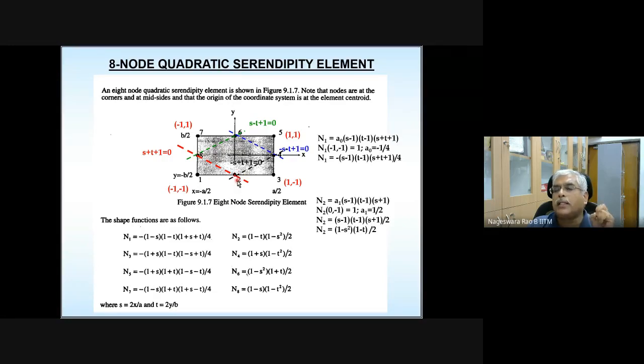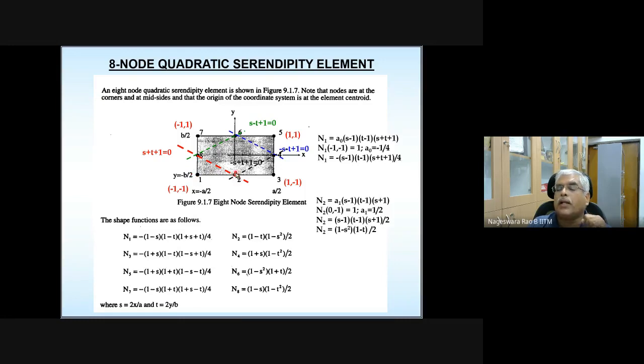How do I eliminate node 2? I'm going to include this line, the line connecting node 2 and 4. Include the equation of that line, and then follow the similar procedure. Multiply with the coefficient, determine the coefficient based on the condition that N1 evaluated at node 1 is equal to 1. You get that coefficient value. Then you plug that in. Okay?